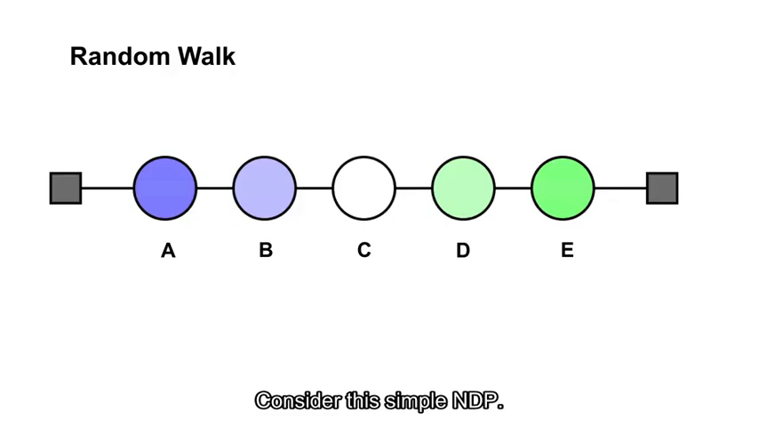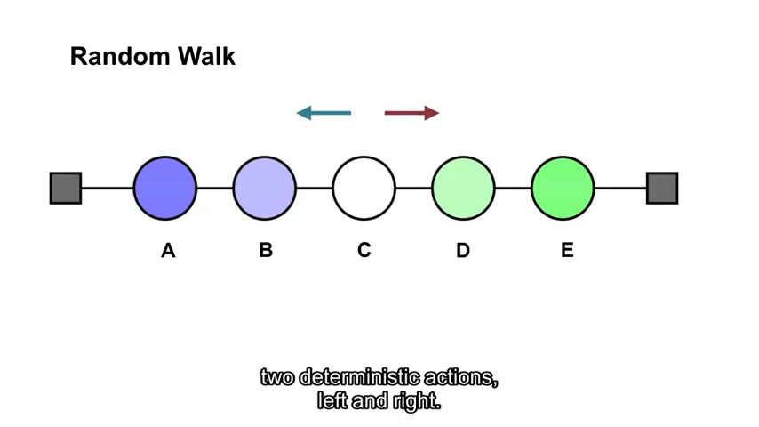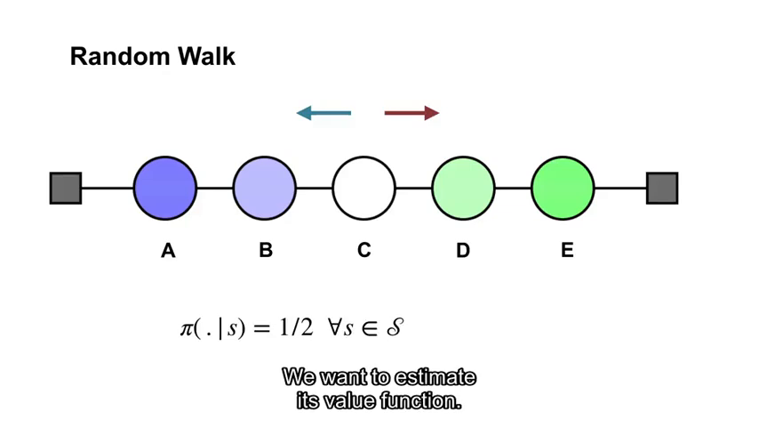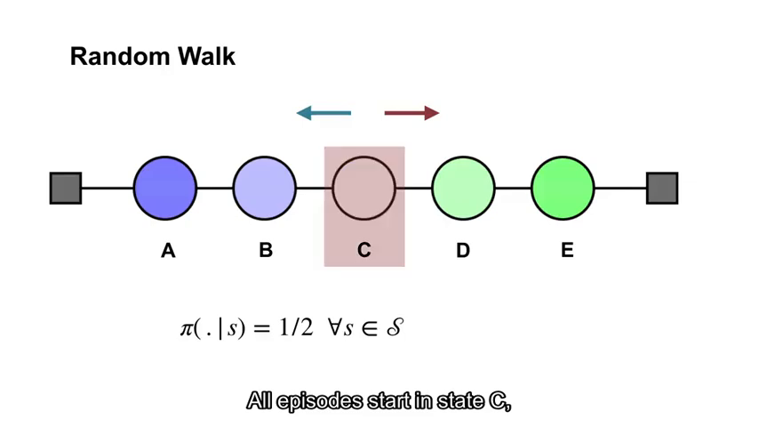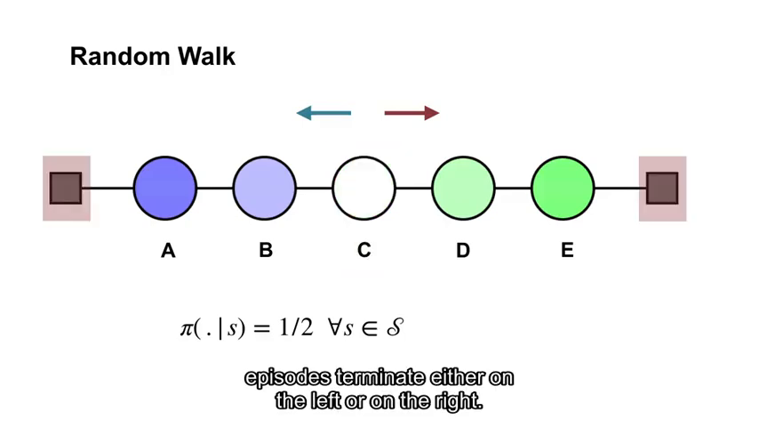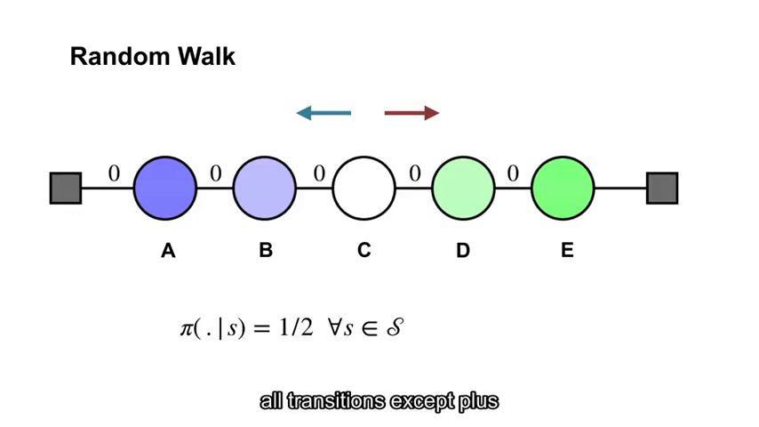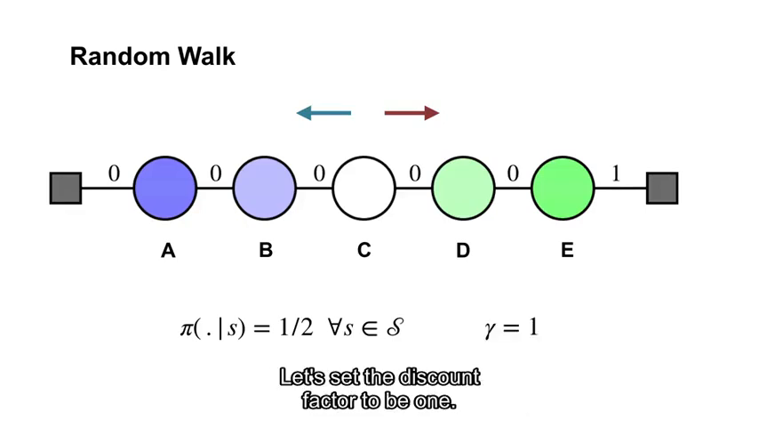Consider this simple MDP. We have 5 non-terminal states. In each state, we have 2 deterministic actions, left and right. Let's evaluate the uniform random policy. We want to estimate its value function. All episodes start in state C. Episodes terminate either on the left or on the right. The reward is 0 on all transitions, except +1 for terminating on the right. Let's set the discount factor to be 1.